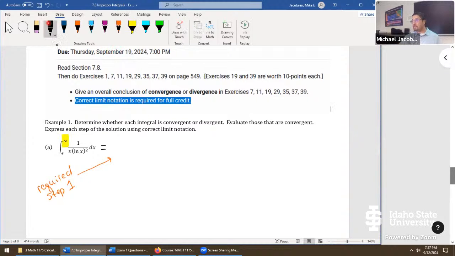is we need to deal with that infinity. If you see positive infinity, you take the limit as t goes off to positive infinity, rewrite the integral, but where you have the infinity, input t. Lower limit is still e, now we have 1 over x, natural log x squared dx. So that's our first step on that one. Any questions, folks, so far with just converting it into a limit?